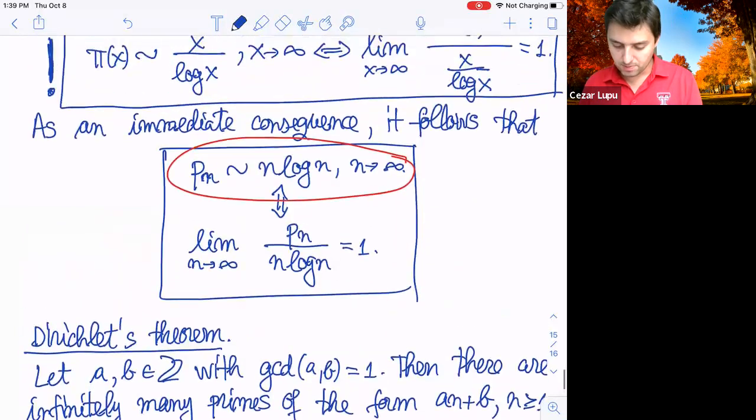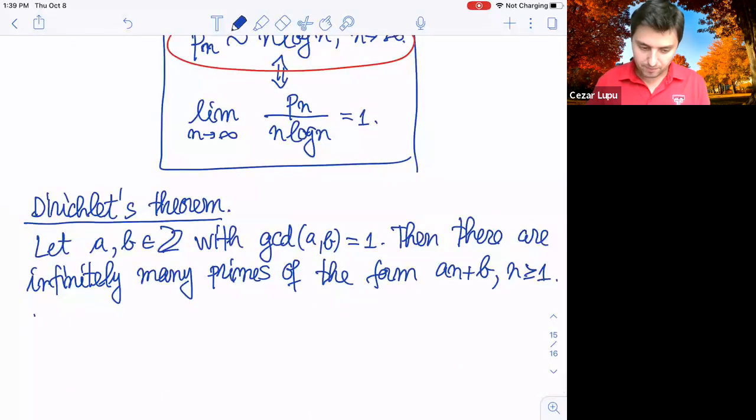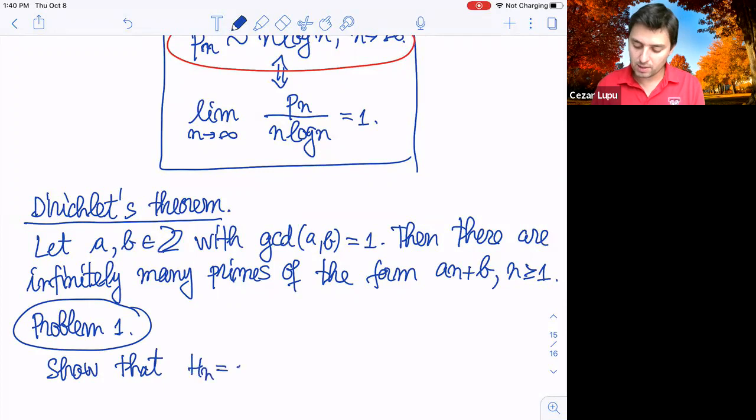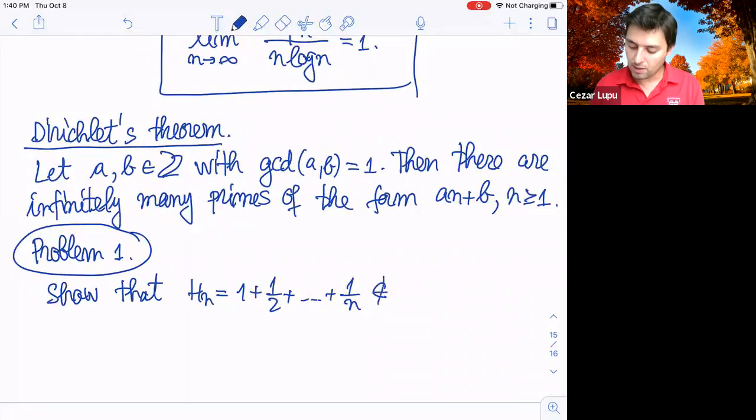Well, I don't know which. Anyway, I'll say problem one. And the problem one that I have in mind, and you'll see how powerful it is to use one of these tools, is the following. To show that the harmonic sequence, 1 plus 1/2 all the way plus 1 over n, is never an integer for n greater or equal than 2.